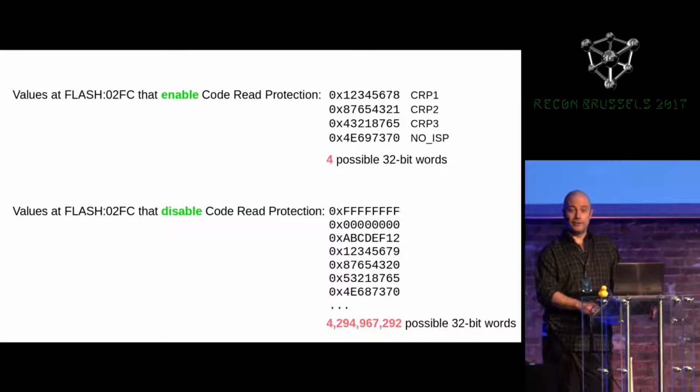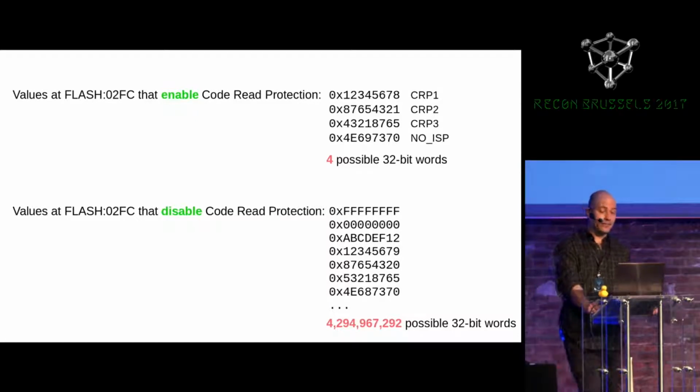So out of the possible 32-bit words, there's 4 of them that will lock the chip, or 4,294,967,292 that will result in the chip being unlocked. So we can see already that this might be a rather fragile lock on the chip, that there's some good chance that we might be able to trigger it to read incorrectly.